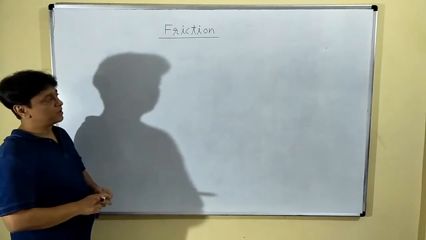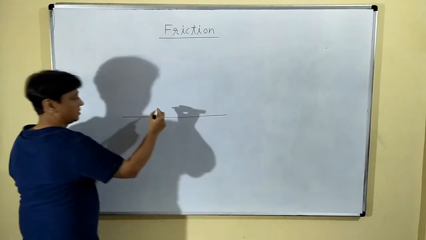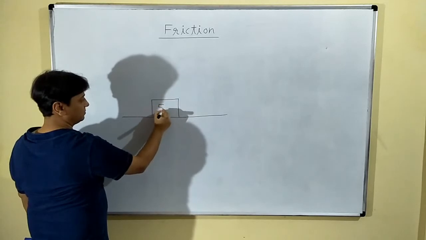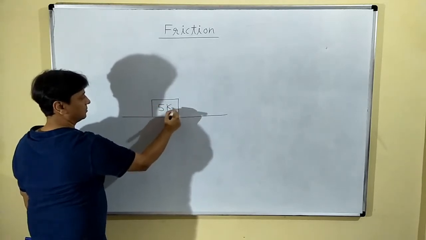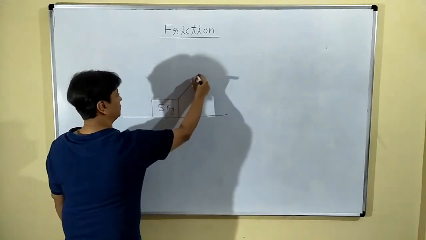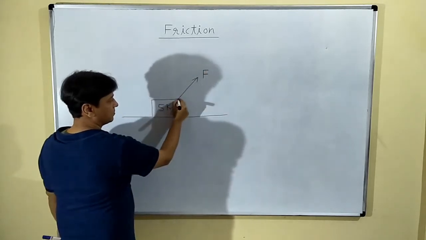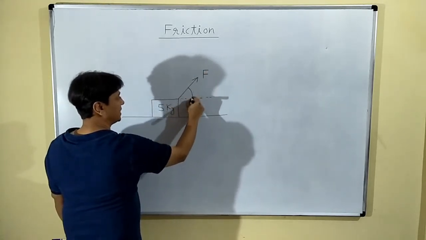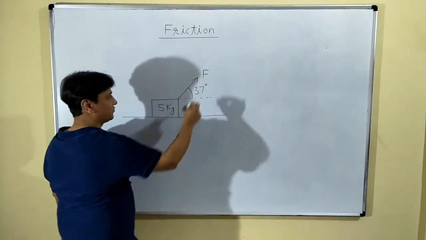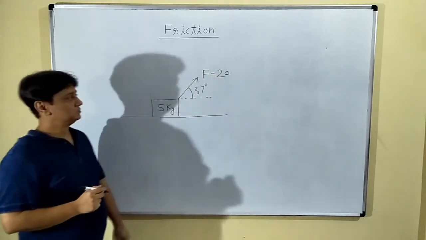Let's see some questions on friction. We have a block of 5 kg and a force is acting on this block at an angle of 37 degrees. And let's say the force is 20 newtons.